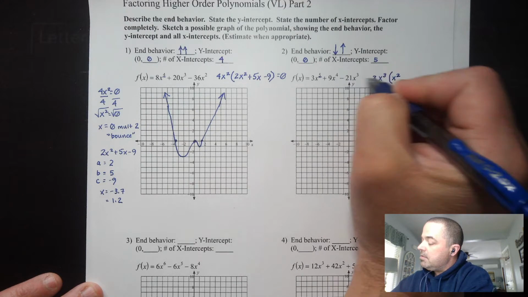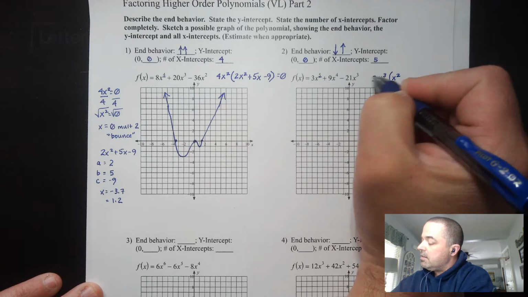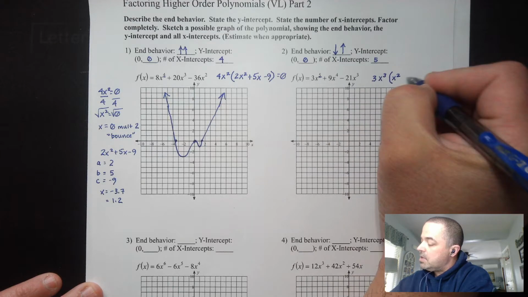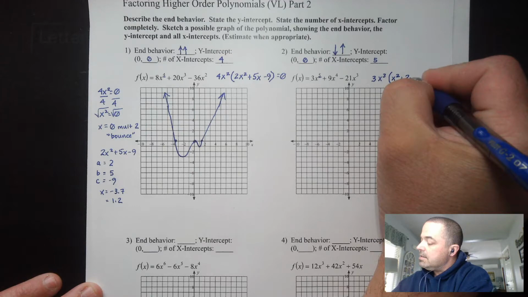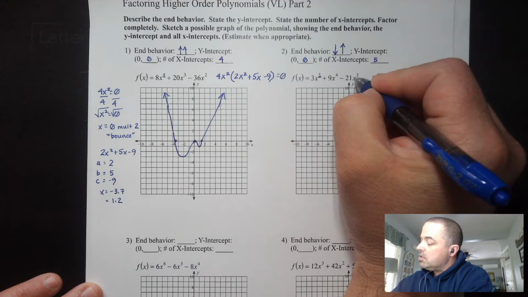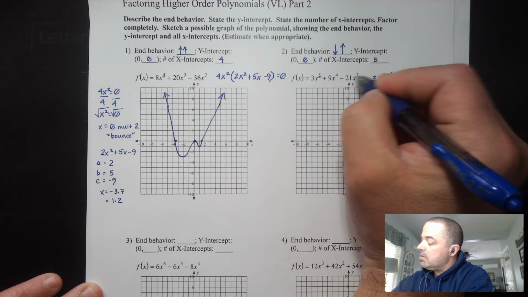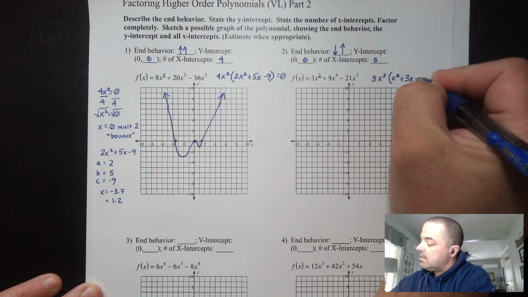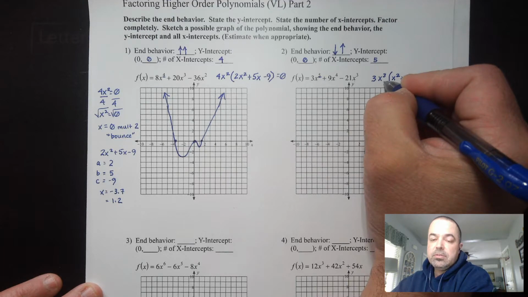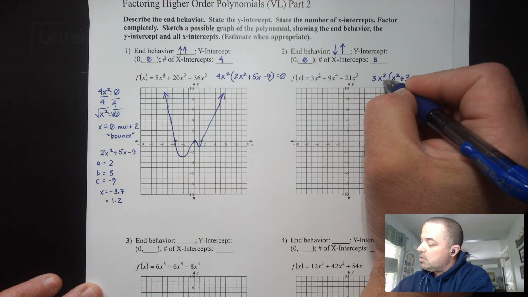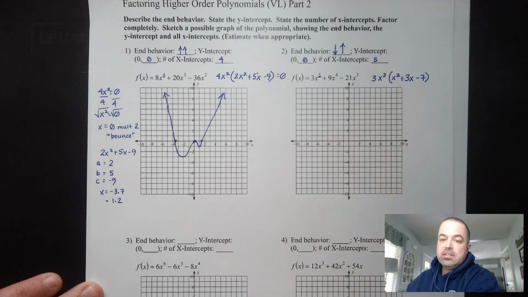9x^4 divided by 3x^3. So 9 divided by 3 is 3. x^4 divided by x^3 is x. And then negative 21x^3 divided by 3x^3. So negative 21 divided by 3 is negative 7. x^3 divided by x^3 is 1. So there are our factors: 3x^3 times x squared plus 3x minus 7.